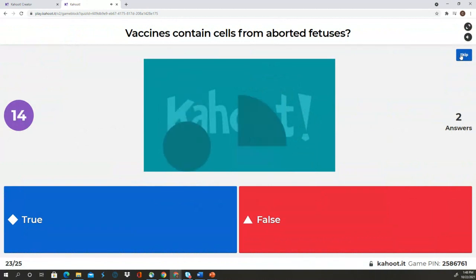So this is part of the vaccine FAQ. I wanted to throw in some of the questions here.